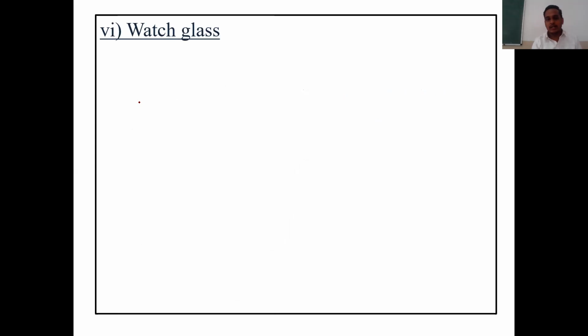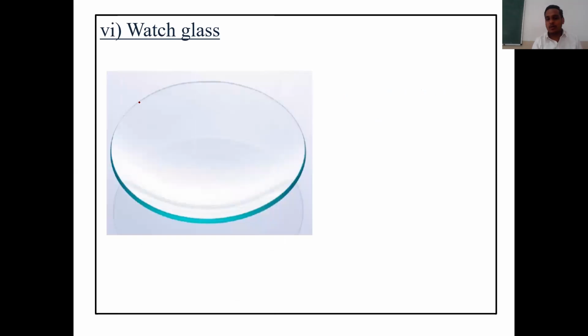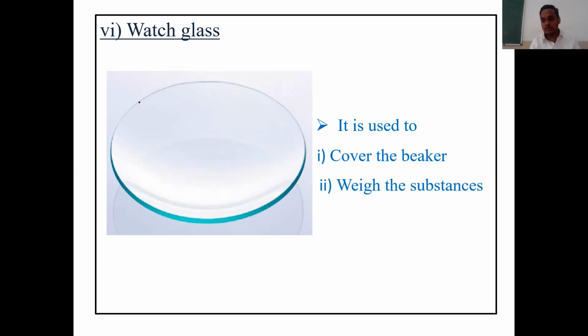Then comes watch glass. This type of glass apparatus is called a watch glass, as shown in the figure, and the use of watch glass is to cover the beaker. As I showed in the first glass apparatus, beaker, whenever we take any liquid and start boiling it in the beaker, we cover the surface using a watch glass. In that case, watch glass is used, and one more use is to weigh the substances.